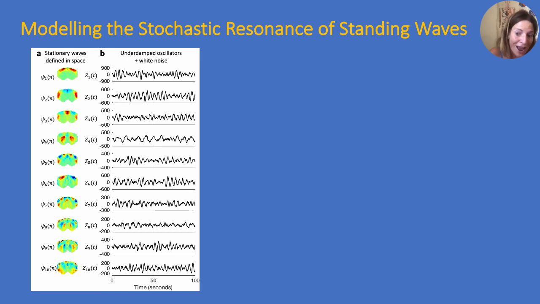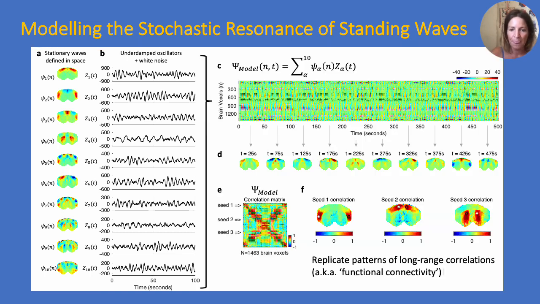So we tried to model what would be the activity generated by the stochastic resonance of the standing waves. We take the standing waves that we detect empirically from the data. So we have these 10 modes, and we make them oscillate, generating in silico, using the Stuart-Landau equation, the response of an underdamped oscillator perturbed with white noise. And so with this, we can create brain activity. We can superpose all these modes. We make them oscillate, we superpose, and we generate a pattern of brain activity.